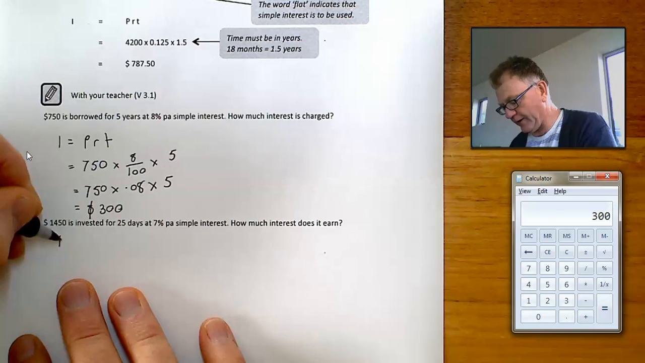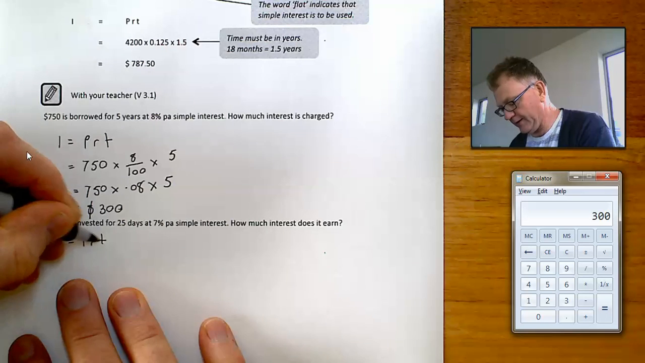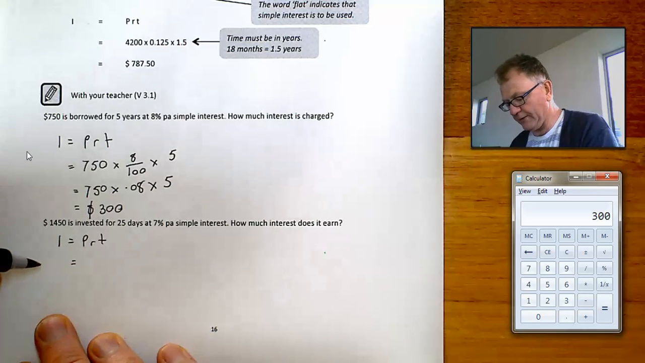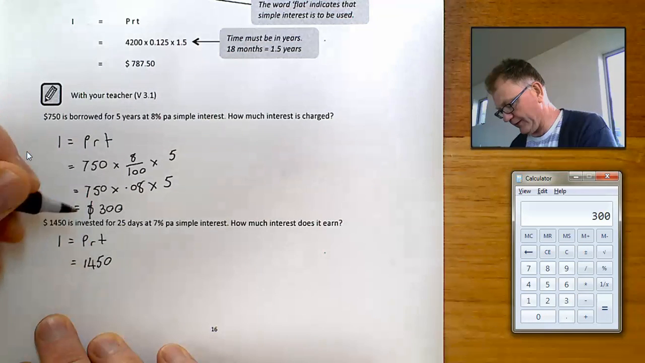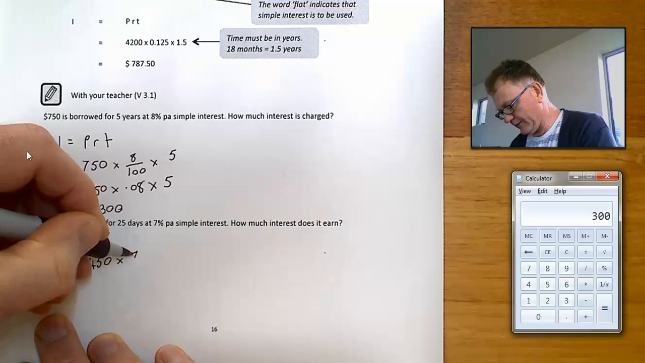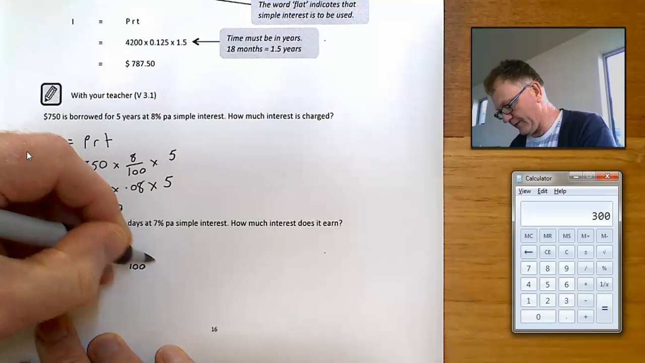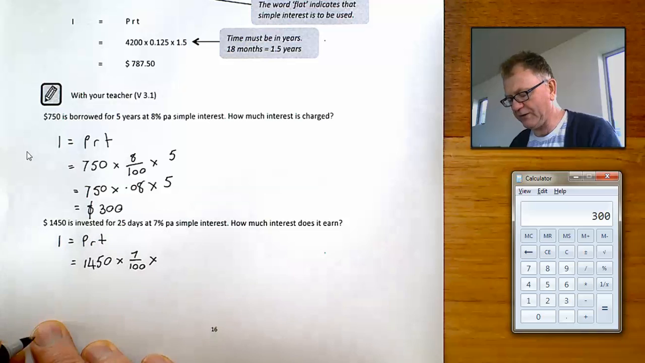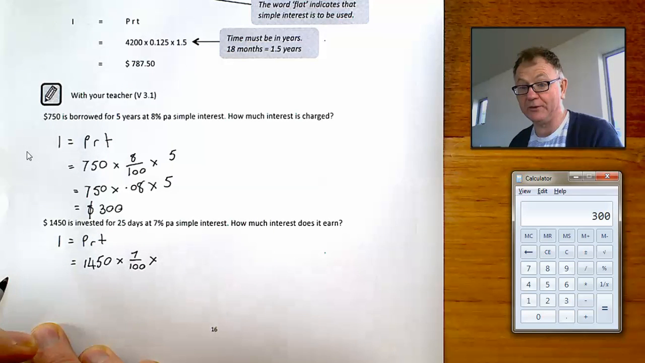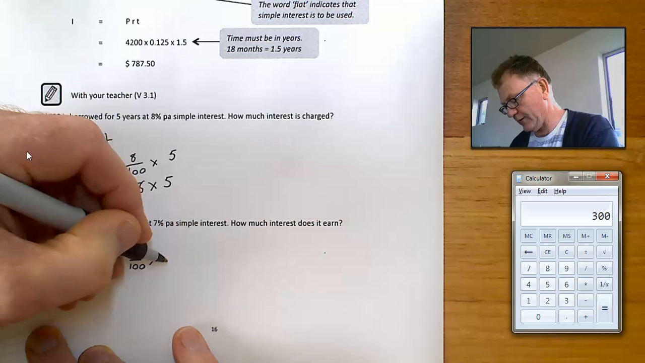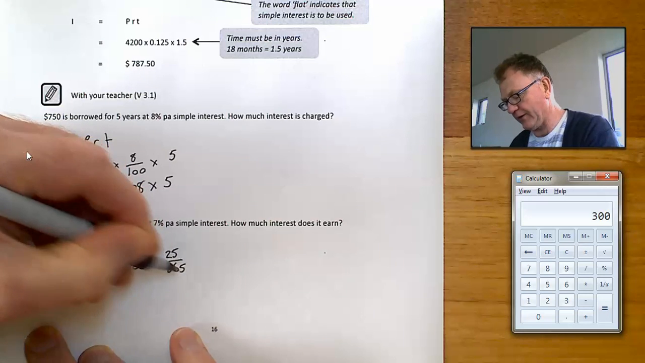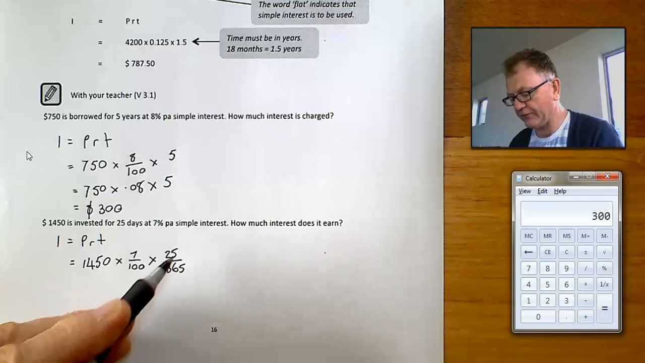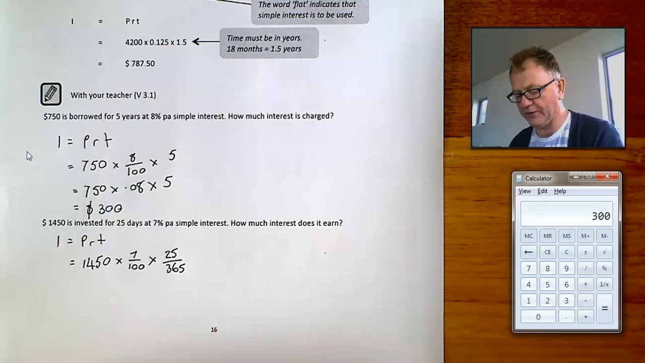In the next one, it's another simple interest question, I equals PRT. The amount invested, 1,450. The interest rate, 7%. 7 divided by 100. And the time this time is 25 days. Now normally T is the time in years, so I have to express 25 days in years. I'll make it 25 days out of 365 days in a year. That's the fraction of a year that 25 days is.